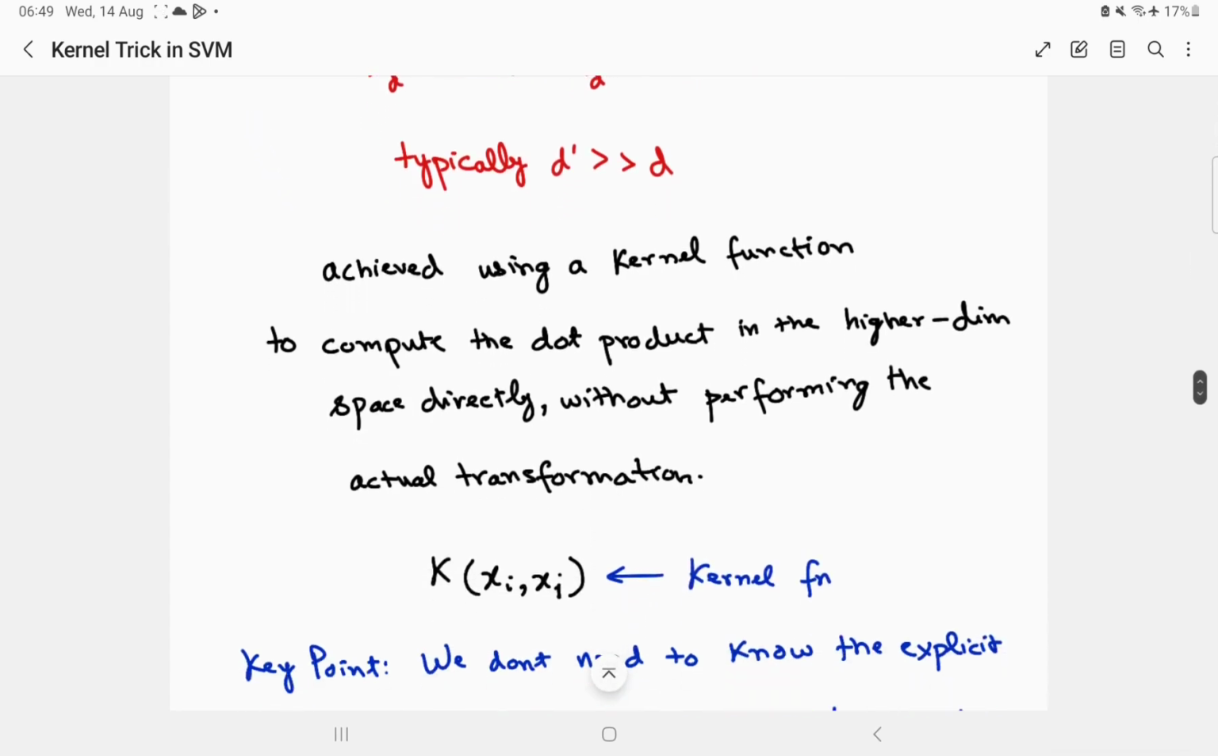Now this is typically achieved using a kernel function, and the kernel function is used to compute the dot product in the higher dimensional space directly without performing the actual transformation phi of x.